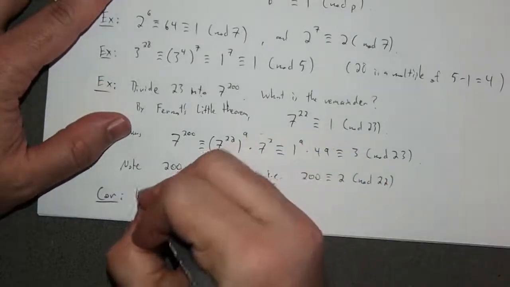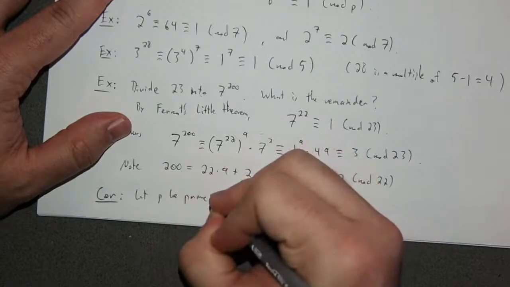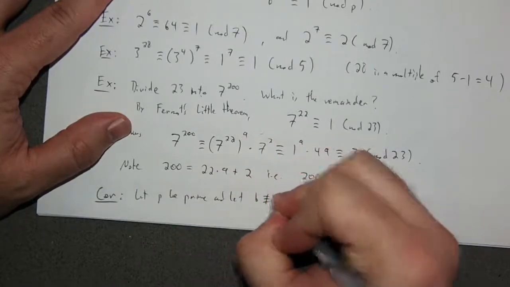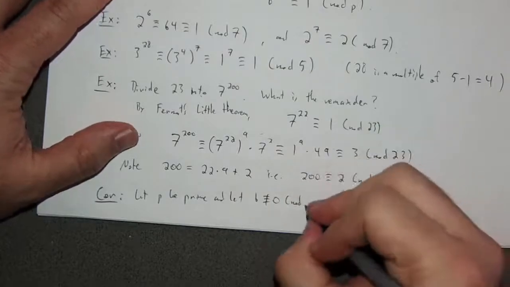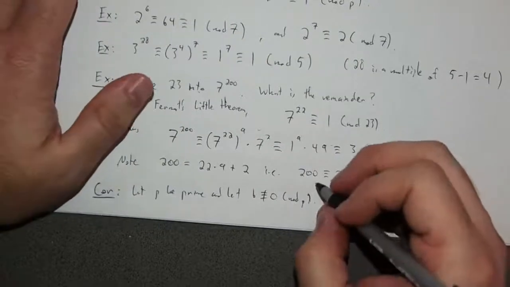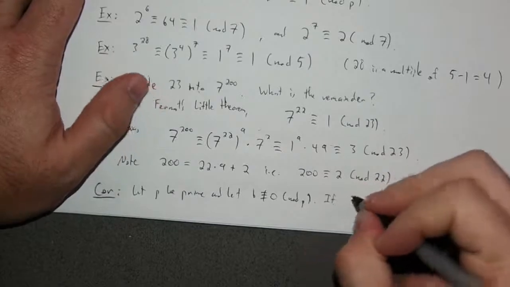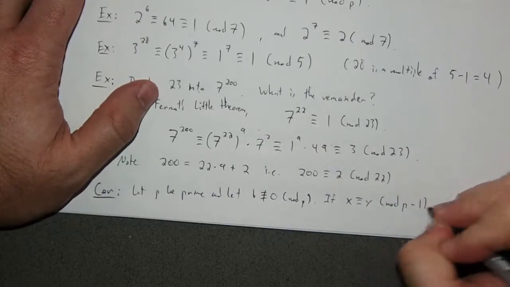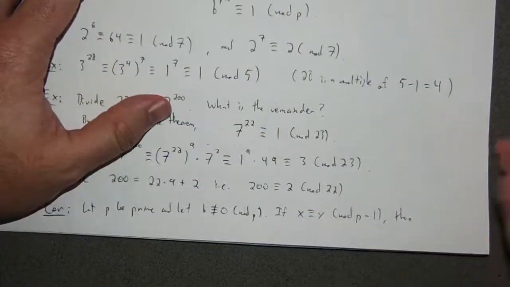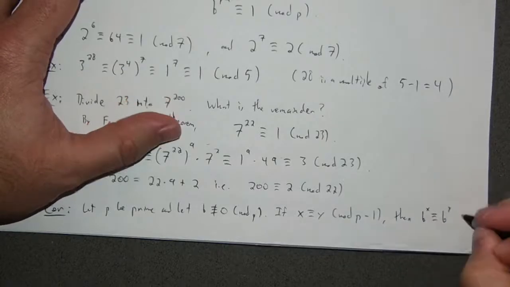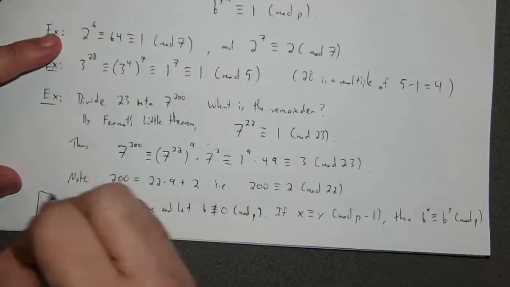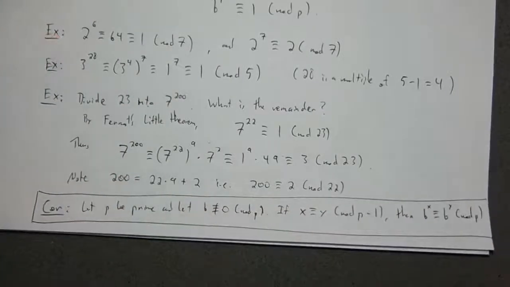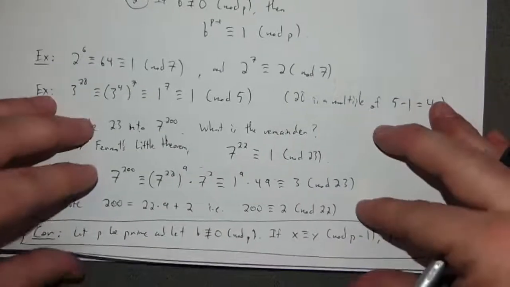The following corollary: let p be prime and let b be not congruent to 0 mod p. So if x is congruent to y mod p minus 1, then b to the x is congruent to b to the y mod p. Okay. This is a nice fact. In fact, I'm going to restate it at the top of the next page because I'm going to prove it. So I add this corollary.